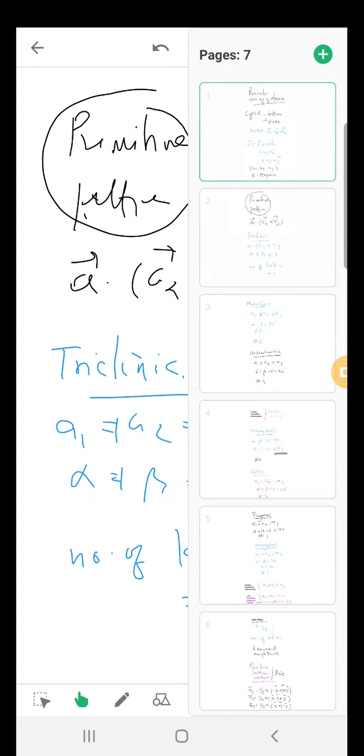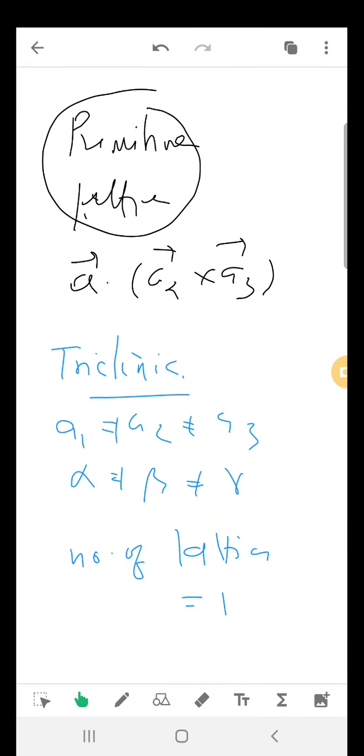Next is the primitive lattice. The primitive lattice is defined by the volume of these three vectors, and there are 7 Bravais lattices. You know that first of all we try with the triclinic one, where none of the sides are equal and none of the angles are equal, and the number of lattices possible is 1.